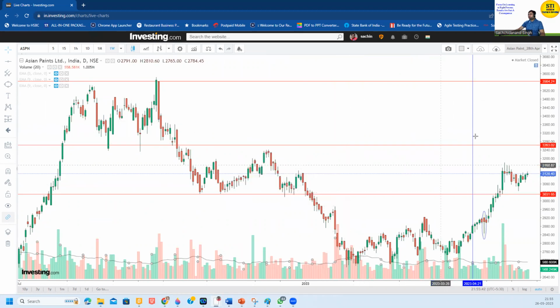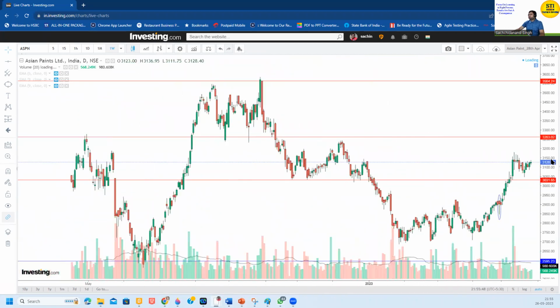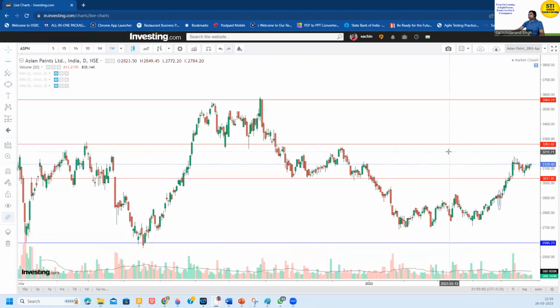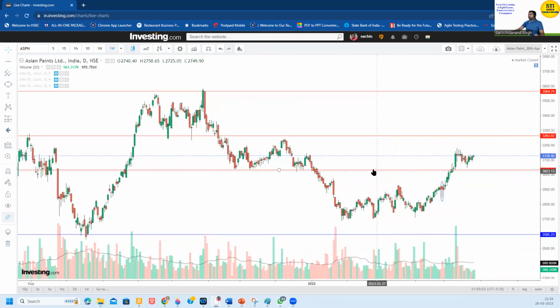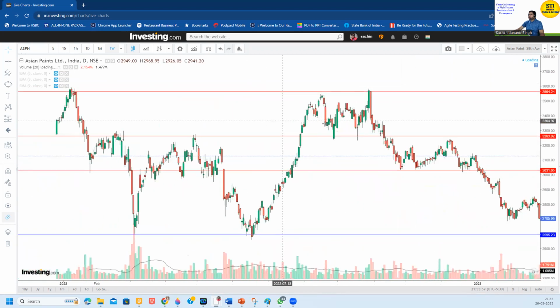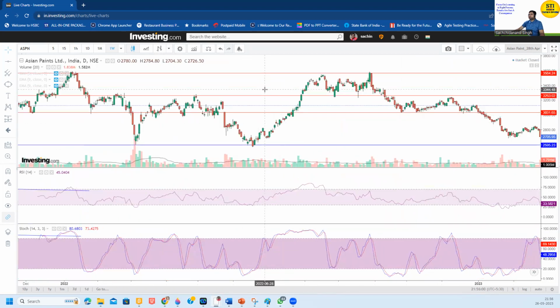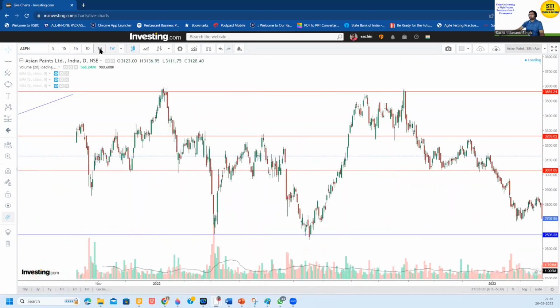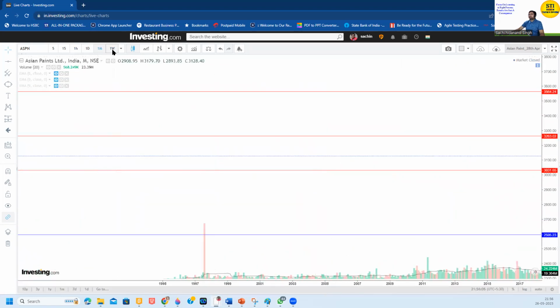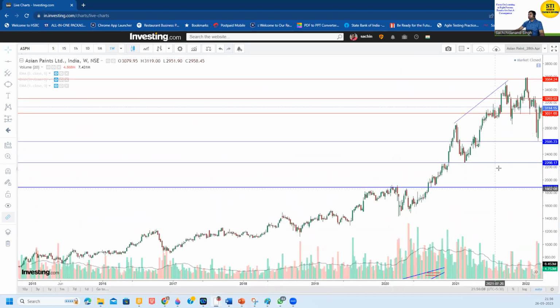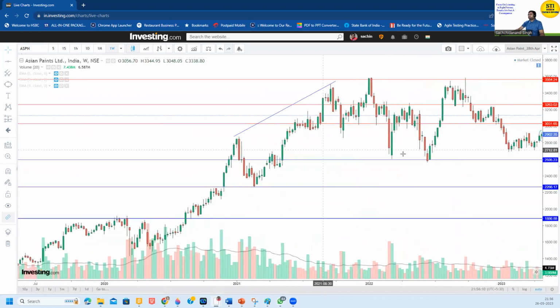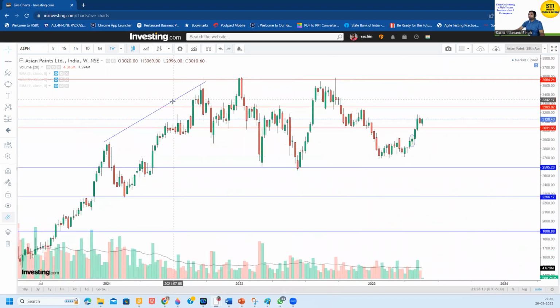I'm taking the example of stocks which we know. This is Asian Paint, right? Channel means this: suppose these are some support and resistance levels that we have drawn. This is the weekly time frame, and some support and resistance are already drawn here.